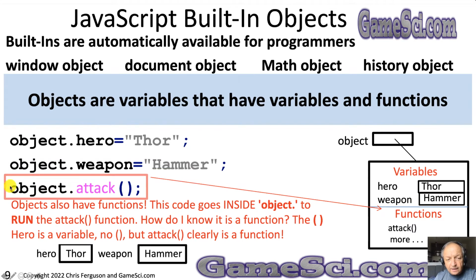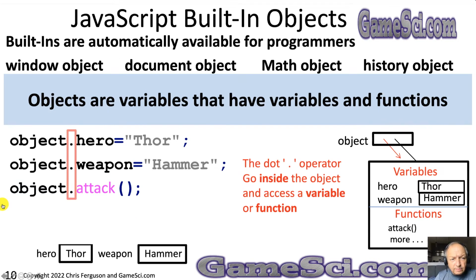Object dot attack. Go to the object variable once again. Inside it you will find an attack function. Run that attack function. Objects also have functions. This code goes inside of object dot to run the attack function. Now how do I know it's a function? It's the parentheses. Notice the parentheses here. The parentheses tell us that this is a function. The variable hero up here, no parentheses, that's a variable. Down here, attack must be a function because look at those two parentheses that follow it.